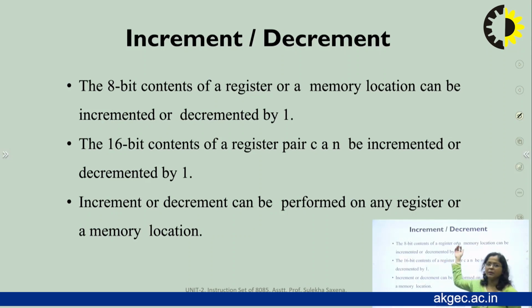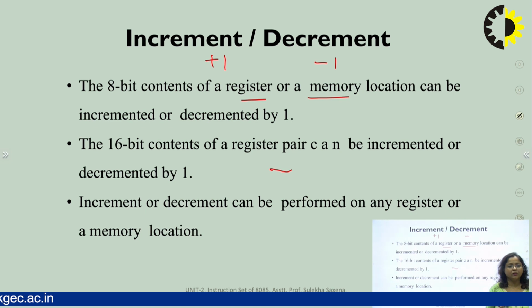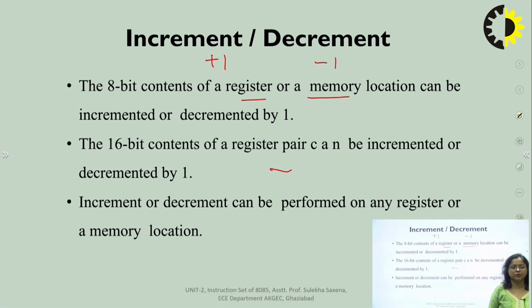Now the next are increment and decrement operations. It is quite similar to addition and subtraction, but increment means just plus 1 and decrement means minus 1, simply. So the content of the register or memory location specified in the instruction is incremented or decremented by 1, and this operation can be performed either on 8-bit data or 16-bit data. To perform 8-bit increment or decrement, we have INR and DCR. Similarly, to perform 16-bit increment or decrement, we have INX and DCX.